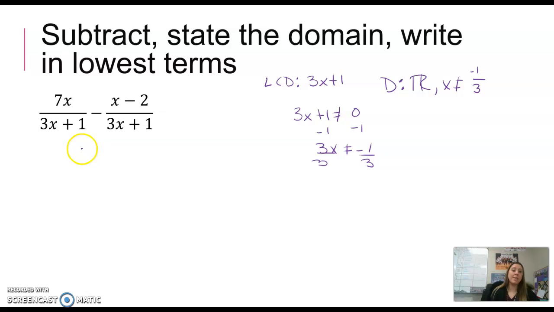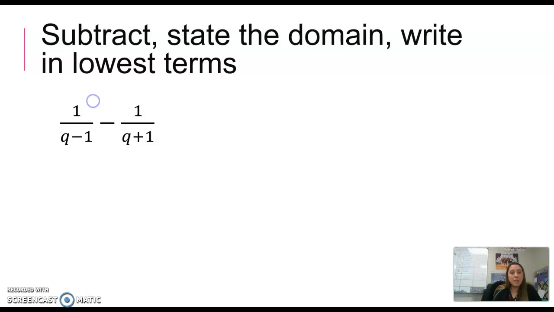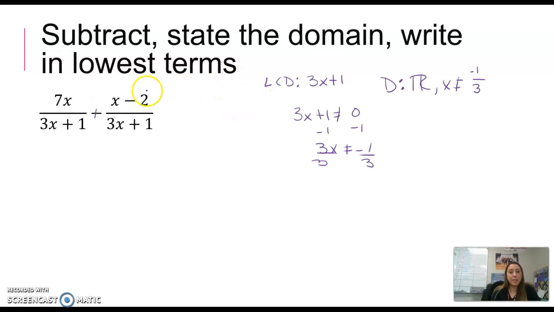So I've got that. So now I don't need to multiply by anything, and so this is where I can just start simplifying the numerator. So I'm going to keep this one the same. I'm going to change that to a positive, and then I'm going to change all the signs over here, so I have a minus and a plus. And so now I can rewrite that.